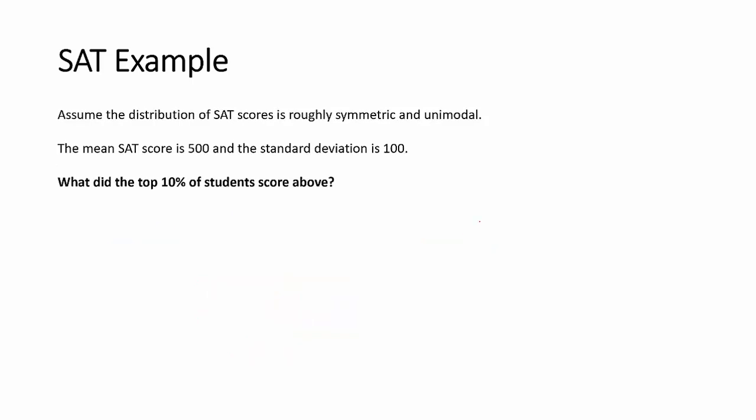Okay, one last question. Let's say that we still have the same mean and standard deviation, right? What did the top 10% of students have to score above to be in that top 10%? So we're not starting with the z-score this time, we're starting with the percent this time. Now to be in the top 10%, it'd be over here, right? This part of the graph would be 10%. Well, that would mean that you're above the 90th percentile.